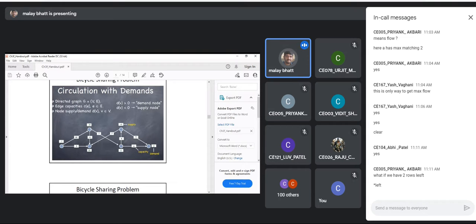Negative values indicate supply nodes: -7, -8 and -6 here. And demand nodes are given positive values, that is 10, 0 and 11. So there are 3 demand nodes here. That means there is a demand of 10 cycles in the first showroom, no demand in the second showroom, and a demand of 11 cycles in the third showroom. To achieve that goal, we have three supply nodes, -7, -8, and -6.